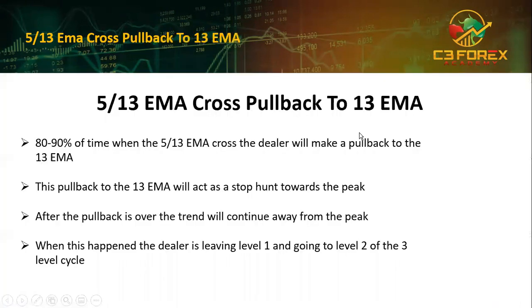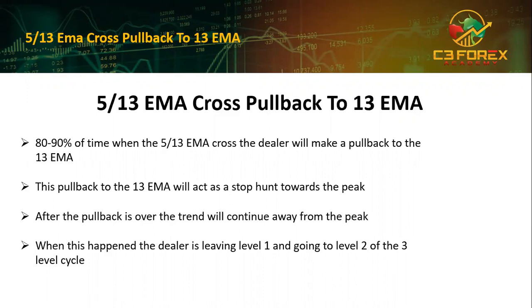All right. So now the 13 EMA cross, pullback to the 13 EMA. Like I said before, 80 to 90% of the time, when a 5 and 13 EMA cross, the dealer will make a pullback to the 13 EMA. This pullback to the 13 EMA will act as a stop hunt towards the peak. After the pullback is over, the trend will continue away from the peak. When this happens, the dealer is leaving level 1 and going to level 2 of the 3-level cycle.